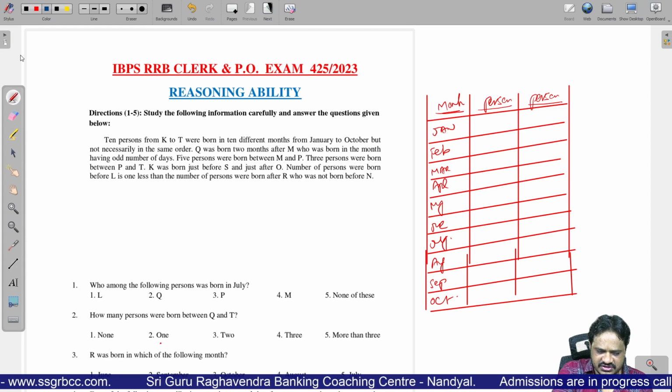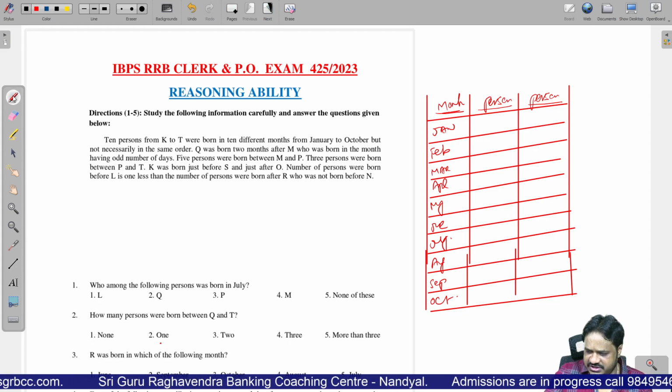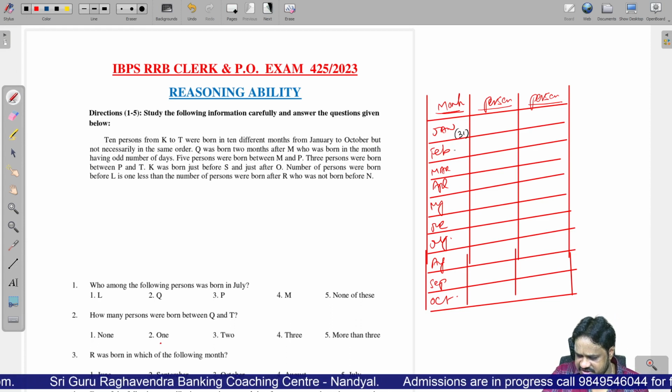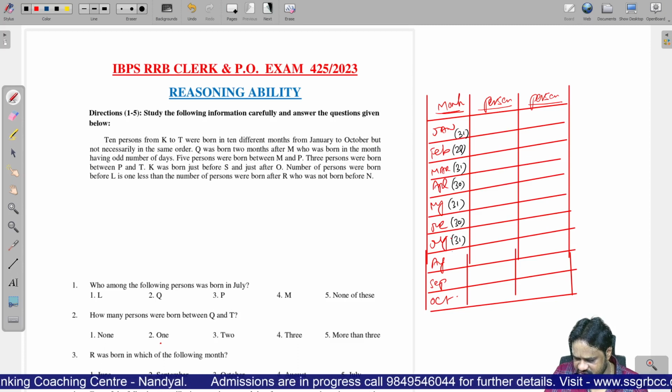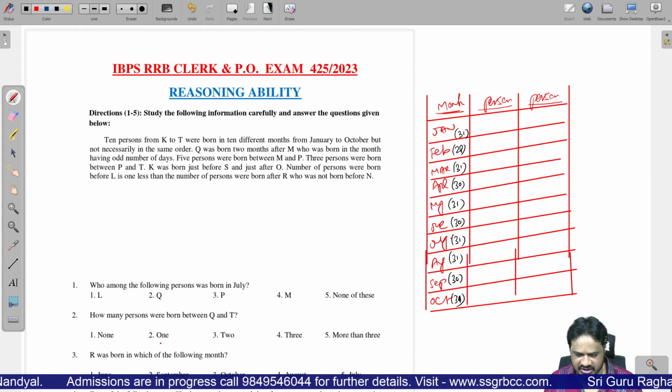First, in each month how many days are there? January is having 31 days, February 28, March 31, April 30, May 31, June 30, July 31, August 31, September 30 and October 31. Now let us start the puzzle.